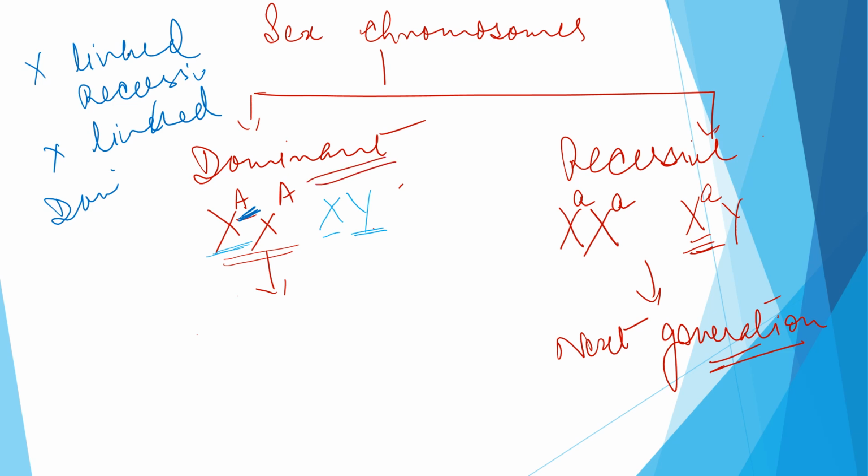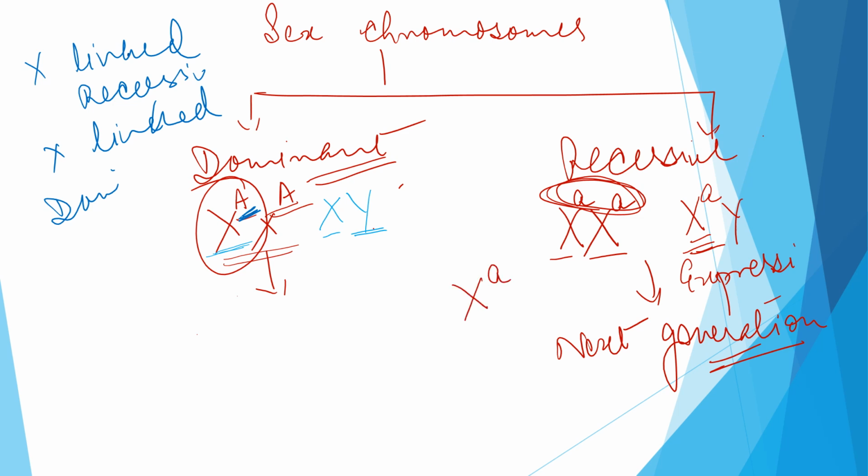So in dominant, if one is affected, they will be affected, but if both are affected, they are sure to get affected. But in recessive, what is there? If both recessive genes are there in both the chromosomes only, they will be expressed in the next generation. But if only one recessive, defective gene is there, it will not get expressed in the next generation for sure. Might be any one has become a carrier, but they will not totally become affected.